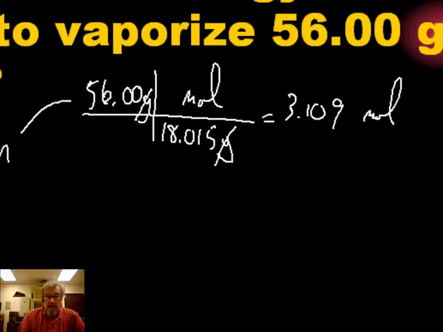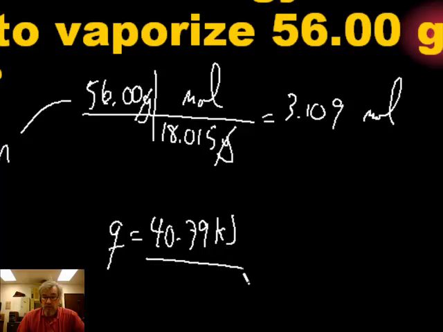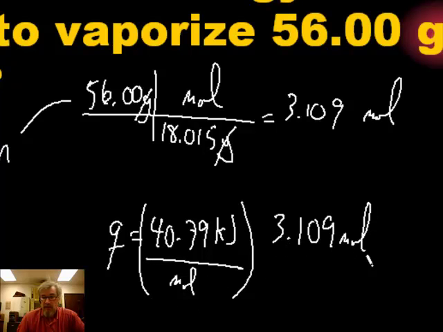All right, so now I can calculate my Q. Q is delta H vap times number of moles. Delta H vap for water is 40.79 kilojoules per mole. And I'm multiplying that by the number of moles that I just calculated, 3.109 moles.